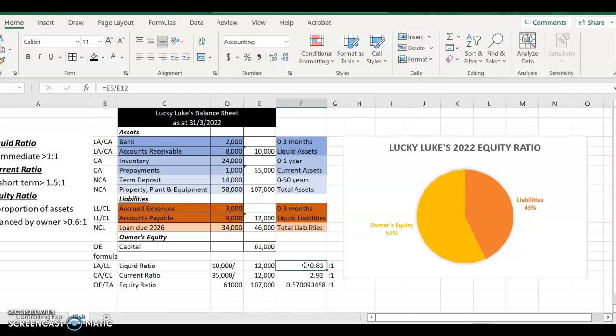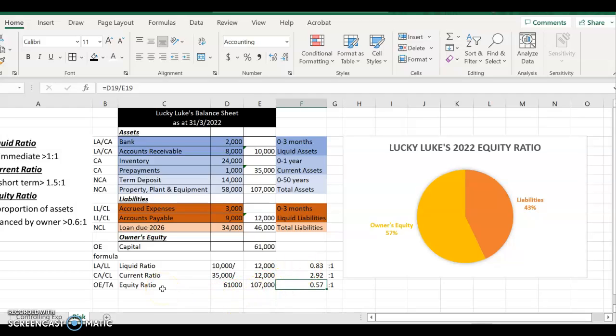Some key terms here. Current ratio, we've got 35,000, so all those current assets added together, divided by current liabilities, 12,000, so is 2.92 to 1. That means in 2022, say it with me, for every dollar of current liabilities, Lucky Luke's has $2.92 of current assets to cover it, which means they should be able to cover their short-term debts. And we'll just get that calculation right.